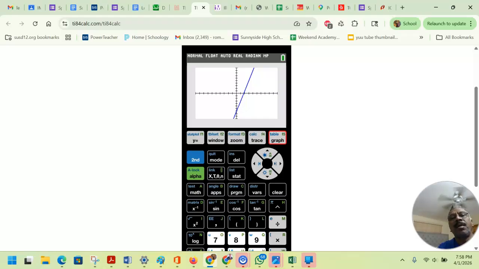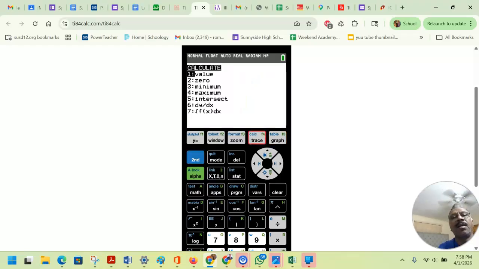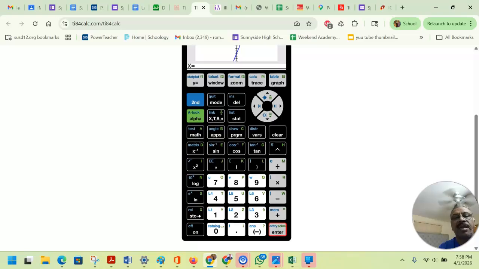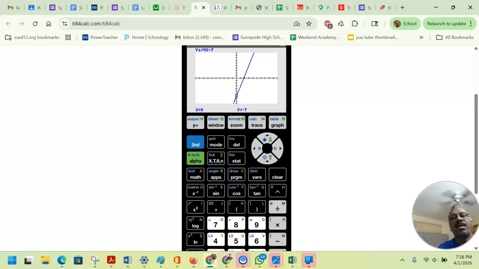Now in this case, if you want to know the y-intercept, what is that y? You can press second, calc, and find the value, and enter, and you can put x equals 0 to really see whether you get the minus 7 there. You can see minus 7. So that's where it is.